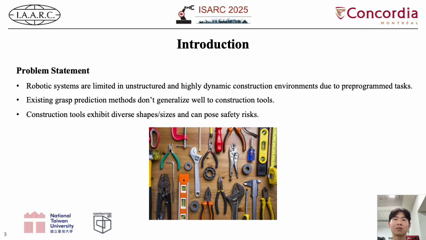Current robotic systems struggle in dynamic, unstructured environments like construction sites. Moreover, most existing grasp prediction models are designed for household items, not for construction tools, which often have sharp or irregular geometries. This poses a risk in robot-to-human interaction scenarios.